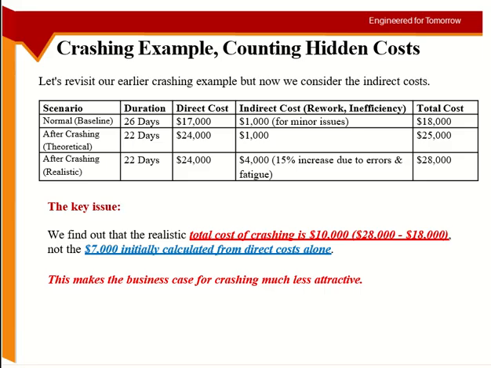The same client who may have said yes for $7,000 extra may say no, because now you are saying we will actually spend $10,000 extra. So you can see the decision can change for crashing. Saving 4 days for $7,000 looks more attractive and more efficient to the client as compared to the same amount of time for $10,000 extra. So the client may say no, just finish it normally.